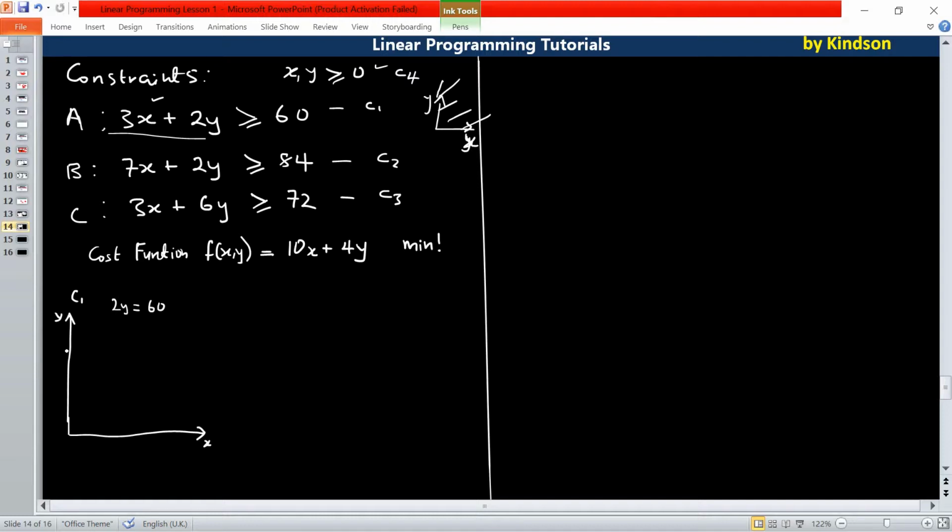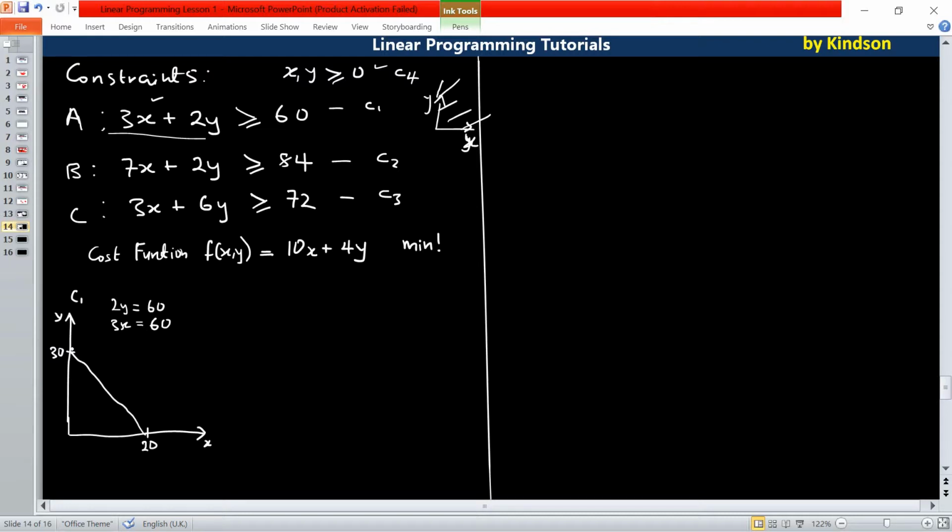So let's plot it here. On the x-axis, what you'll do is simply set y to be 0. So what you have then is 3x is equal to 60, and that gives you x to be 60 over 3, which is 20. Are we missing out anything? I don't think so. So here is 20, and here is 30 for y. I hope you are following. If not, just pause the video and see what you can do. So let's join the two points together.